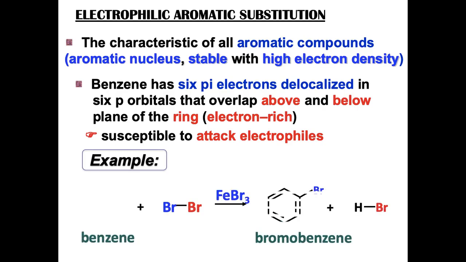For example, the benzene ring will attack Br, so substitution. We actually have one hydrogen substituted by one atom of Br. So the hydrogen will combine with another Br as a byproduct.